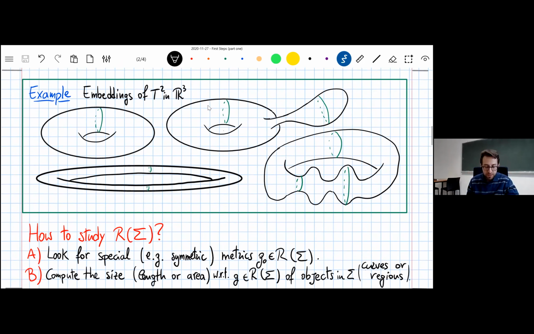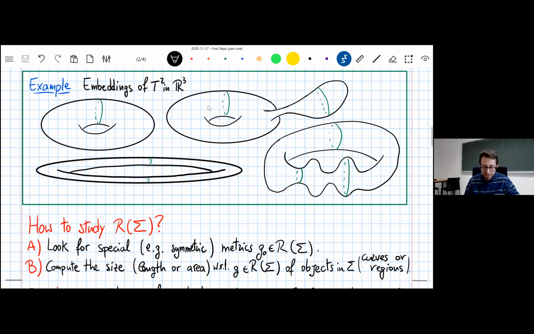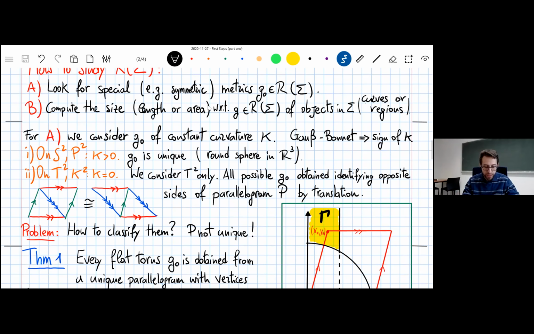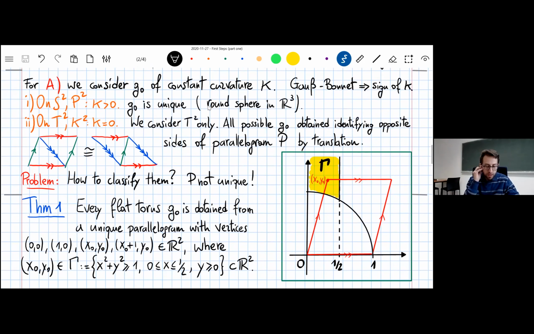This is a very symmetric case. The other way to study R sigma is to look at how, using G, we can compute the size of objects inside the surface. So we can compute lengths and areas, and this gives you different sizes for curves or regions inside the surface. So then you can see how different metrics measure differently. Okay, so let's go first and look at A. So here we can do a bit of a case study.